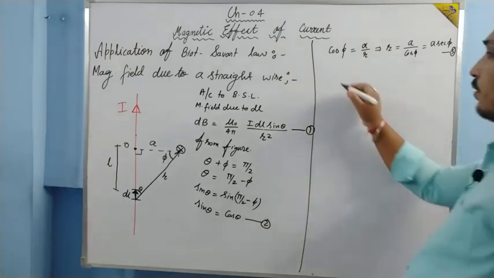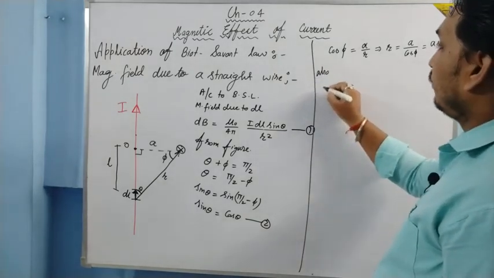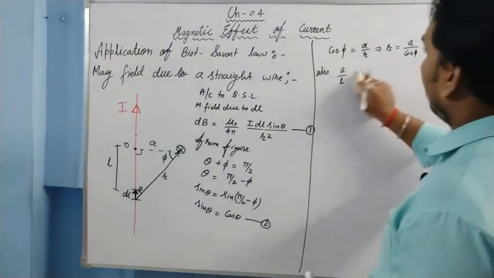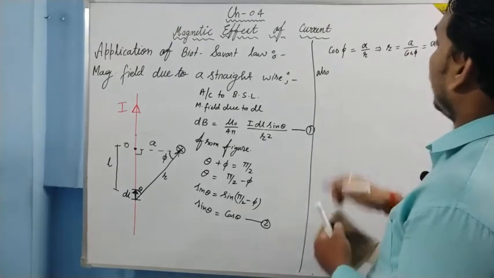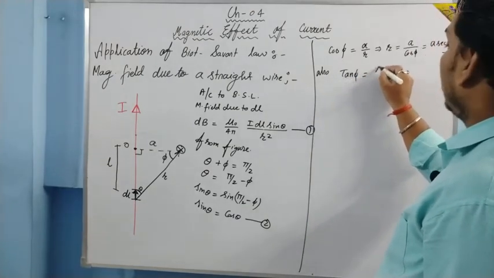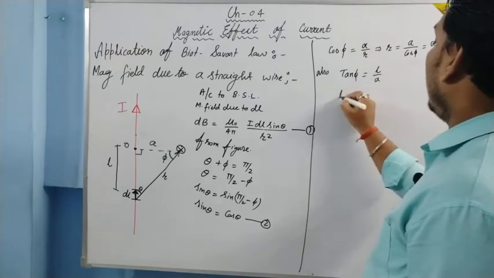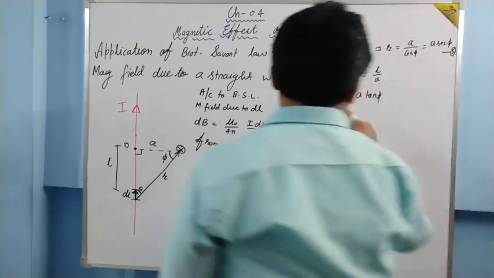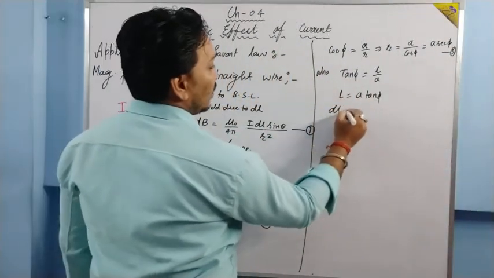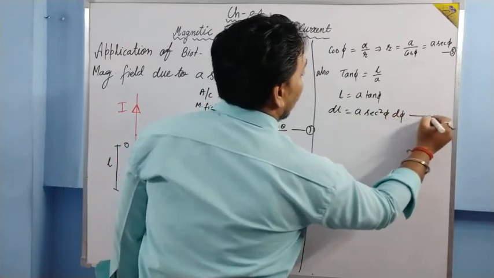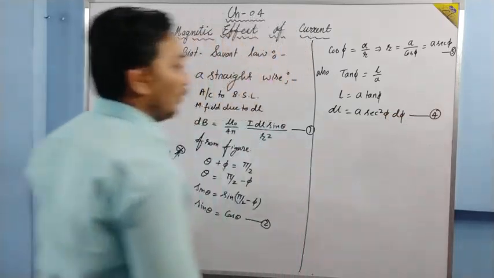Now come to dl. Let us take tan phi. So tan phi is equal to what? L upon A, or L will be equal to A tan phi. If we differentiate it, we will get dl is equal to A sec square phi d phi. This is equation number 4.